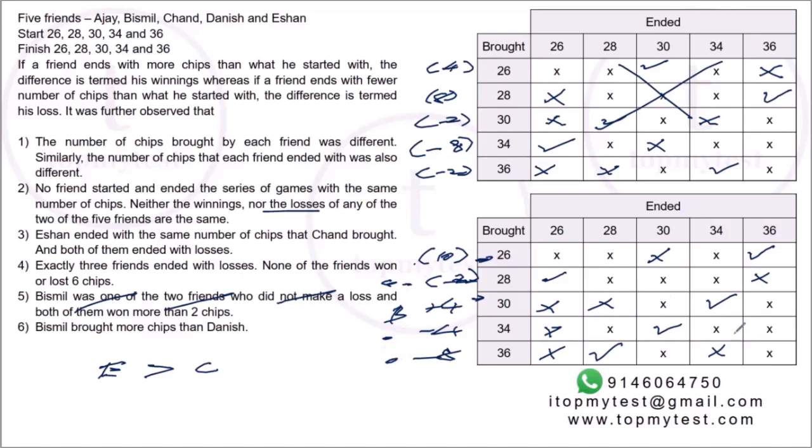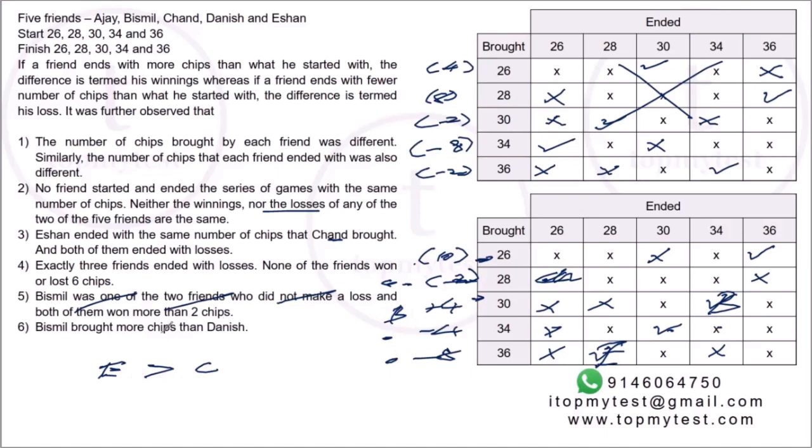Now, if Ishan is 34, it says Ishan ended with the same number of chips that Chand brought. If Ishan was at 34, Chand would be at 30, but 30 is already Bismil. So Ishan cannot be 34. Ishan has to be 36. So this will be Ishan. This will be Bismil. Right. So Chand would be the chips that Ishan ended with. Ishan ended with 28, so Chand will be 28. This will be Chand.